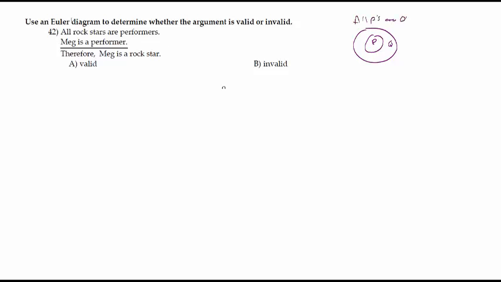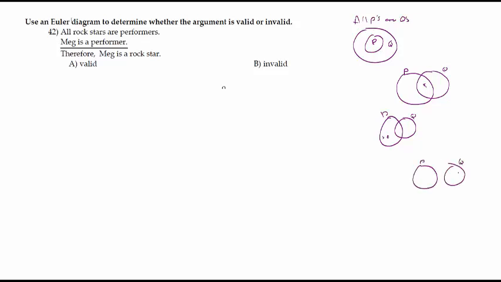If I have some P's are Q's, that means I have at least one thing in the overlap. If I say some are not, again, they're overlapping, maybe they overlap, maybe they don't, but some are not means I have something over here that is definitely not in Q. And then none means there can be nothing in common between the two sets P and Q.